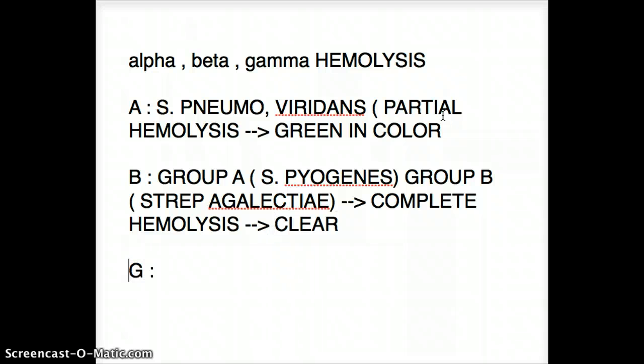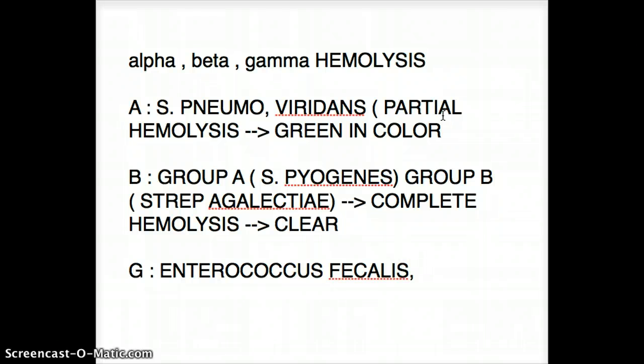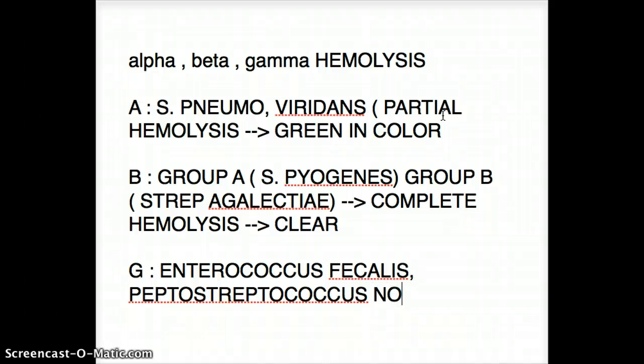Followed by the last one, which is gamma hemolysis, and these include Enterococcus faecalis, I hope I'm pronouncing this right, and the other one is Peptostreptococcus. These are gamma hemolysis, meaning there is no hemolysis, and these are going to look red. Alright, so that's that.